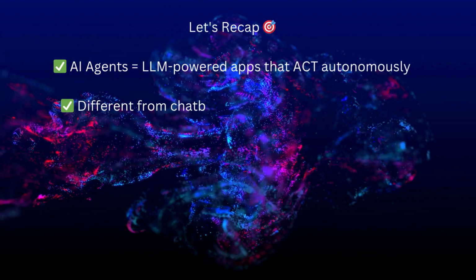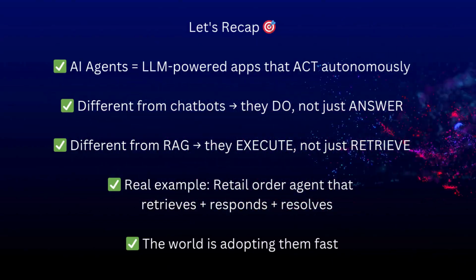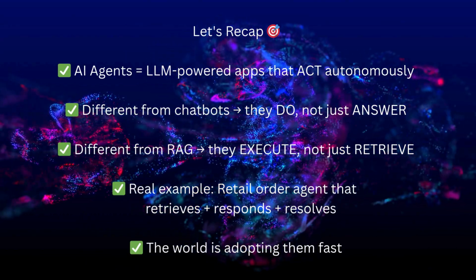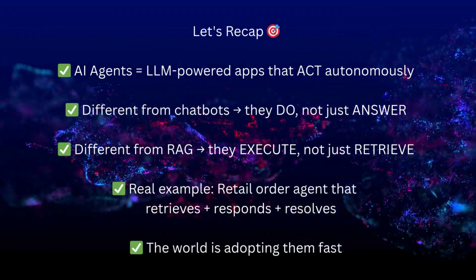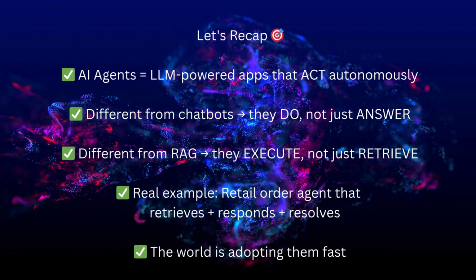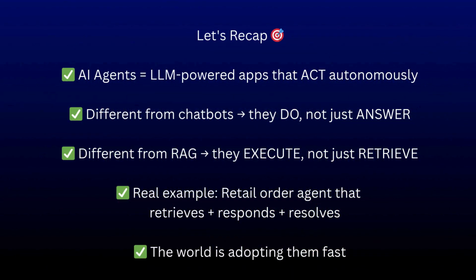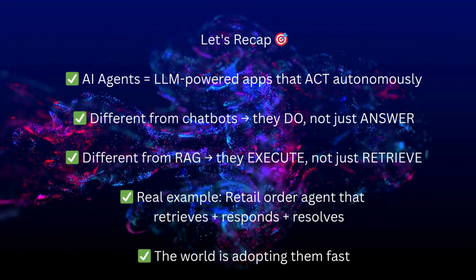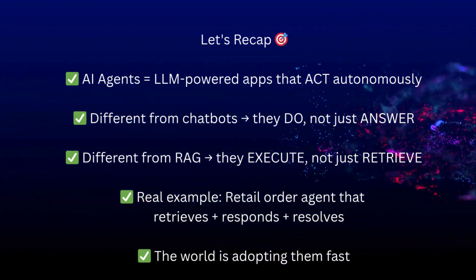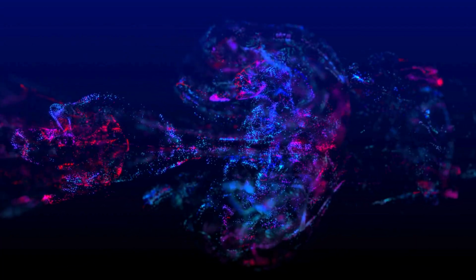Let's do a quick recap before we wrap up. An AI agent is a software application powered by an LLM that can autonomously perform tasks. Unlike chatbots, agents don't just answer, they act. Unlike RAG systems, agents don't just retrieve and inform, they execute end to end. We saw this in action with the online retail example, where an agent handled a customer query by actually accessing order data and generating a real personalized response. And with 82% of companies planning to adopt this technology in the next 3 years, this is the right time to understand it.